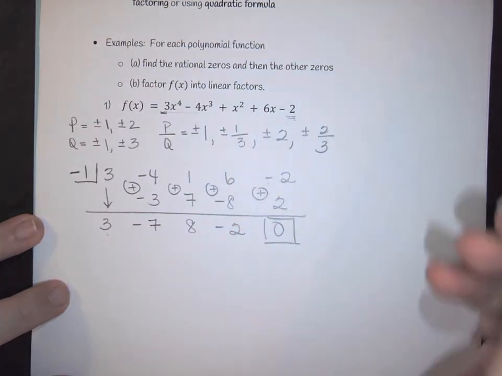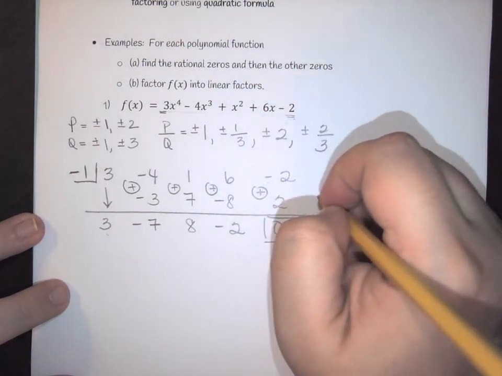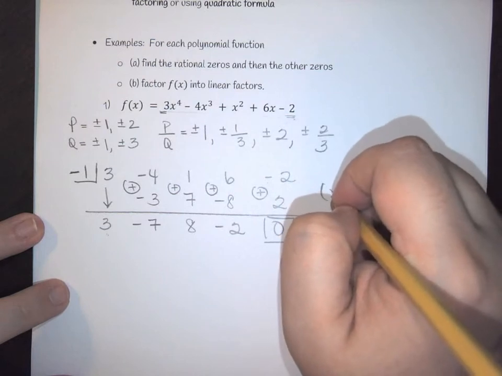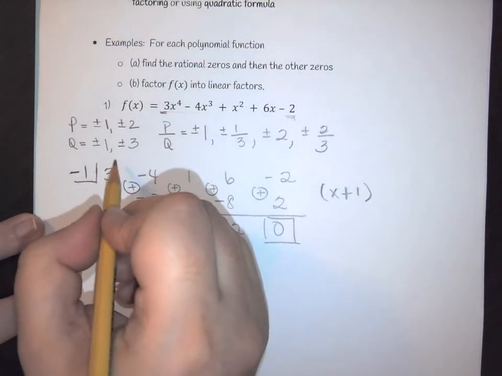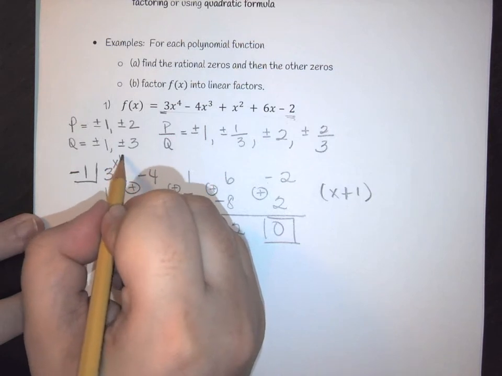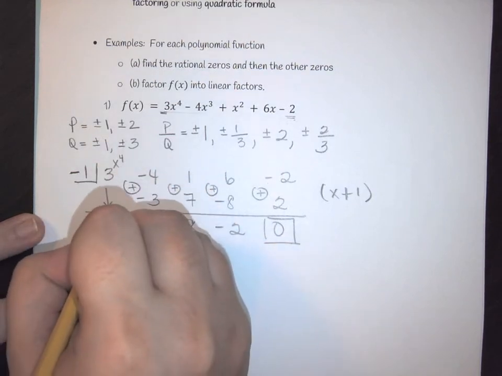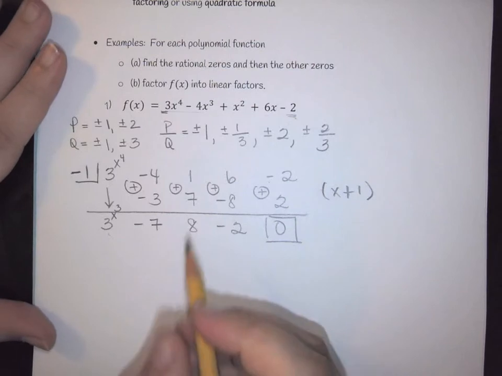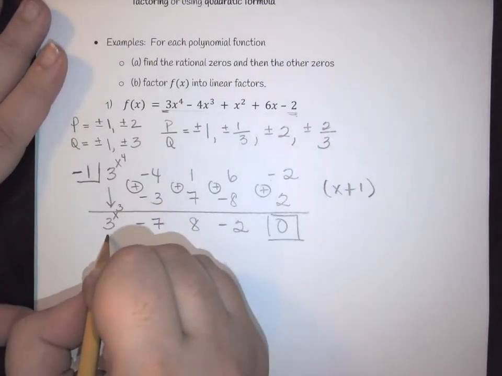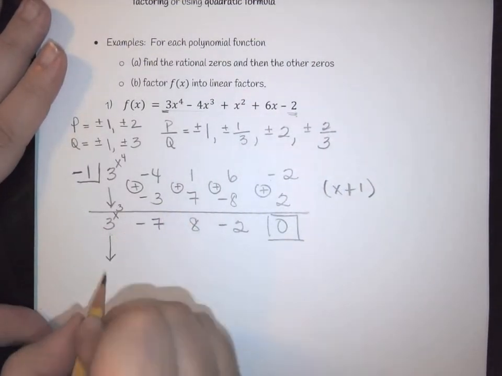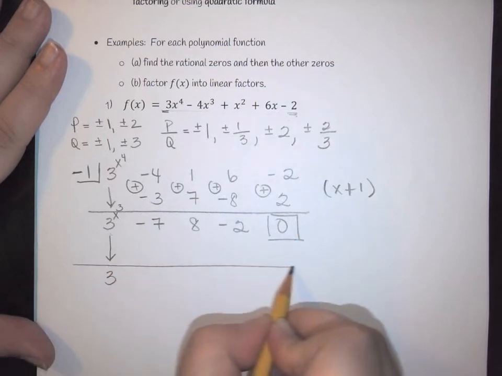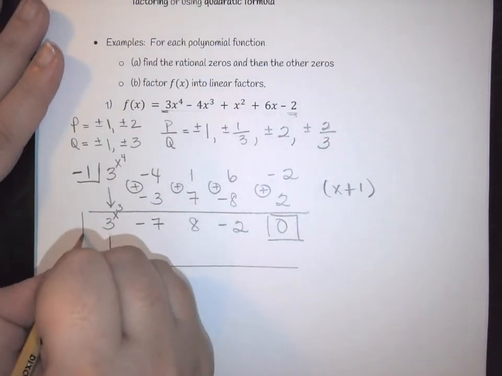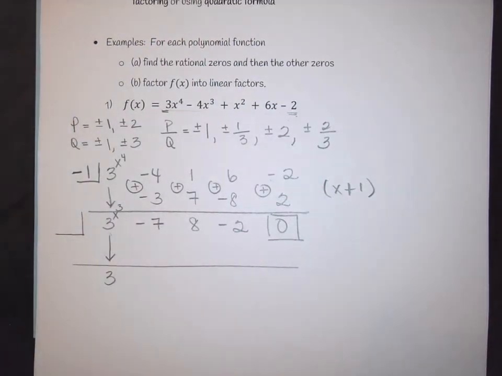Because I got a 0, what this tells me is that I have a factor of x plus 1. It also tells me that this started as an x to the 4th, and I now have an x to the 3rd. And so here, again, I can bring down my 3. And again, I need to start a box.